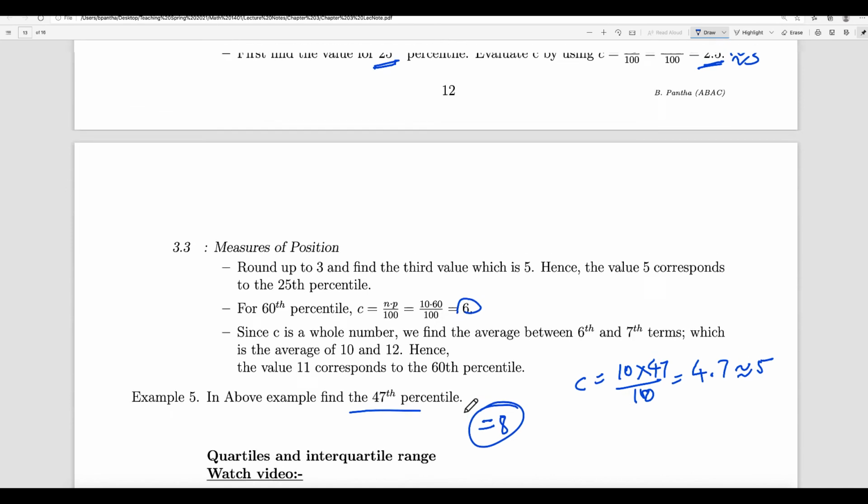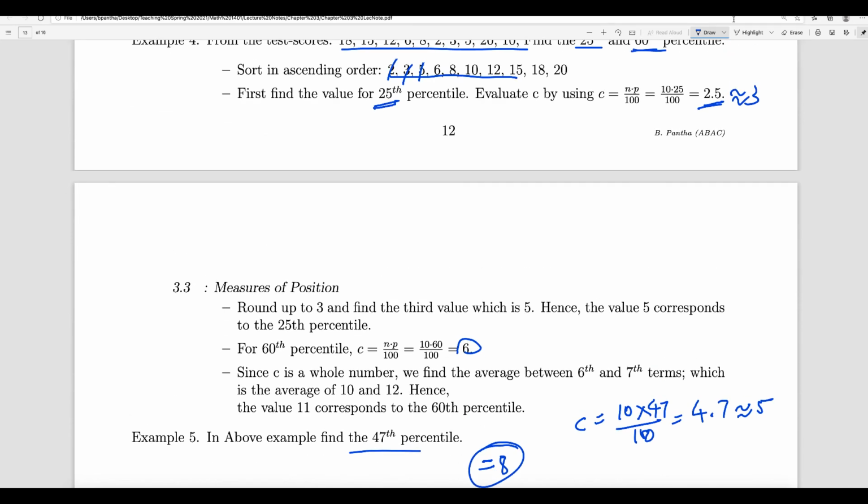Okay, guys? So this is all about finding the percentile for given data, and if a percentile and data are given, how to find a particular data point. If the percentile is given, how to find the particular data point that corresponds to that percentile.